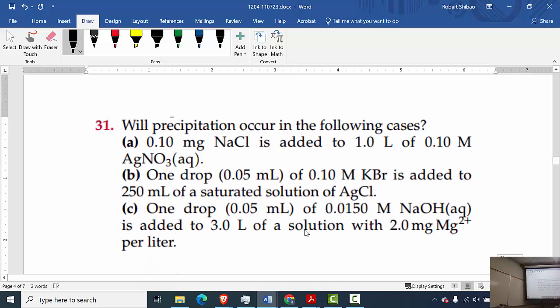Will precipitation occur? So it doesn't matter if we can see it or not. We just want to know if precipitation occurs. So if we're interested, will precipitation occur or not, then what we need to see is this. We need to compare Q and K. And it's been a while since we've dealt with Q, but Q is the reaction quotient. It basically tells us, are the initial conditions, at equilibrium, too small or too big, that kind of thing. And if Q is too small, then we need more product.